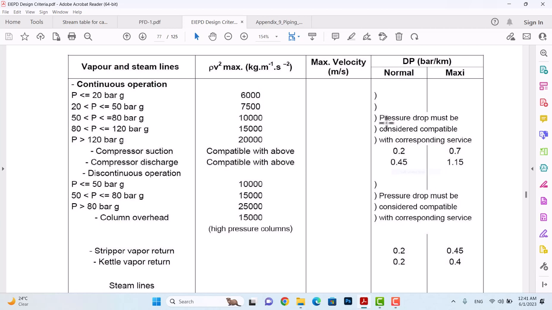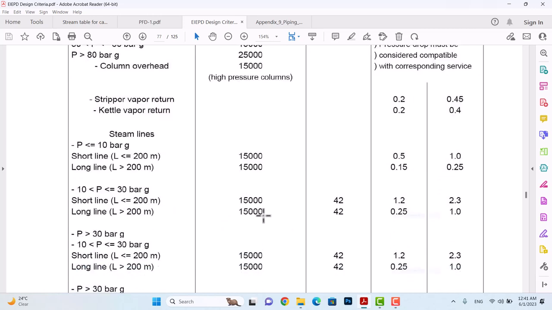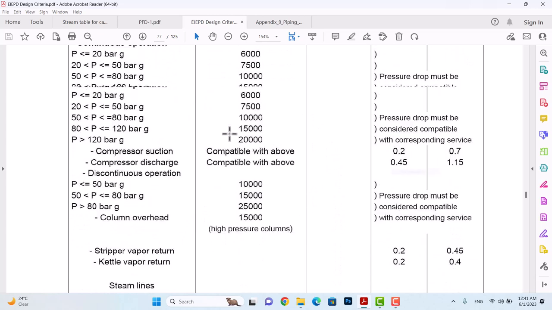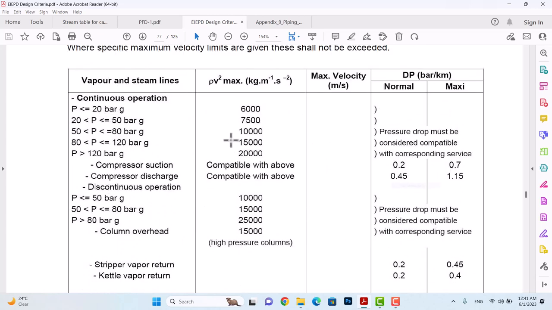And of course, it said that, for instance, pressure drop must be considered compatible with corresponding service. Later, I'm going to show you the meaning of this sentence. So, we have reviewed all parts of this table for vapor and steam lines.